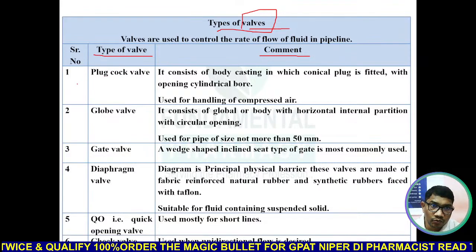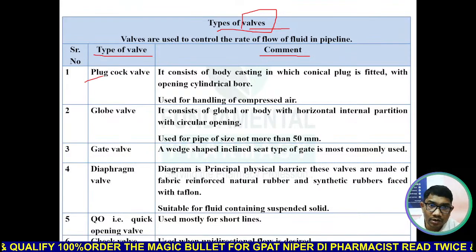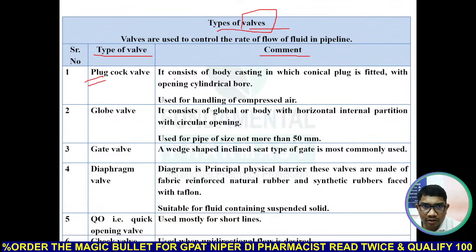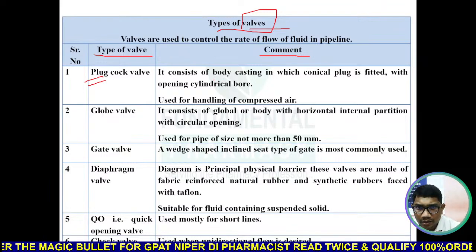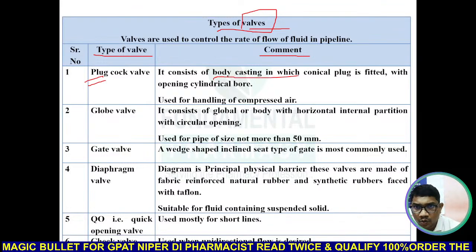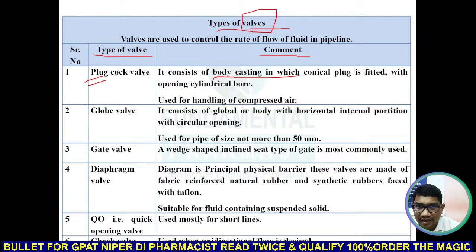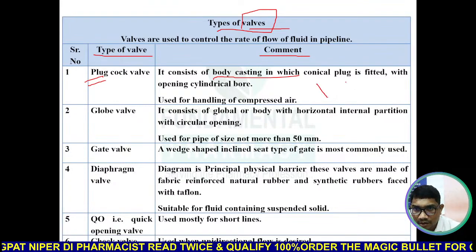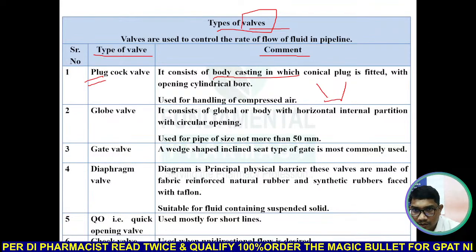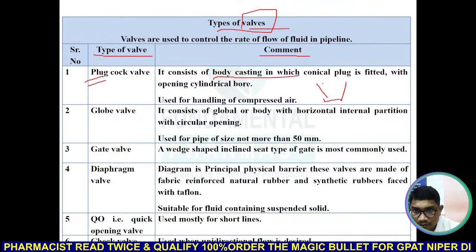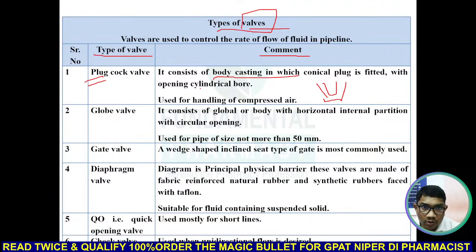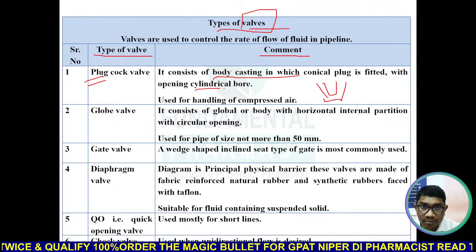So the first is the plug cock valve. Type of valve, plug cock valve. It consists of a body casting in which a conical plug, मतलब यहाँ पे क्या है, एक टाइप का बॉडी है ना, जैसे ऐसा, में conical plug is fitted with the opening a cylindrical bore.